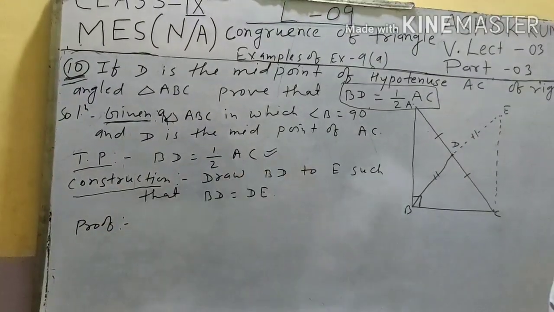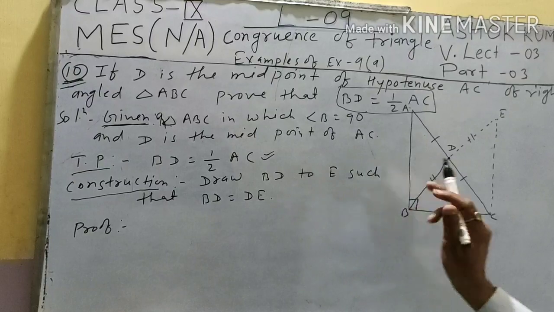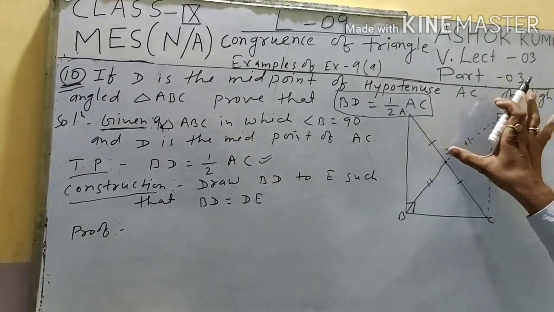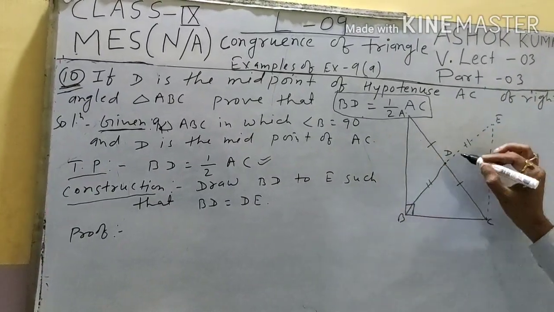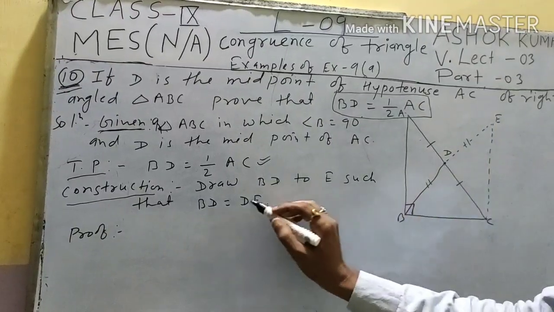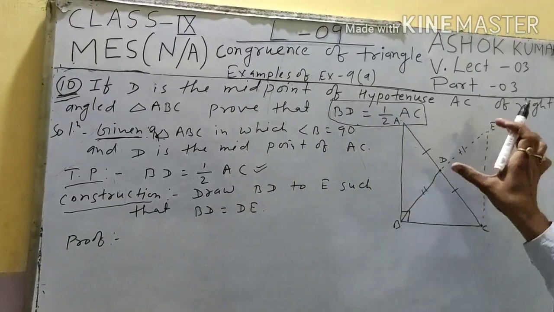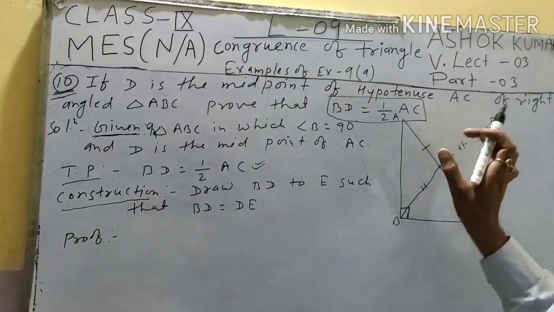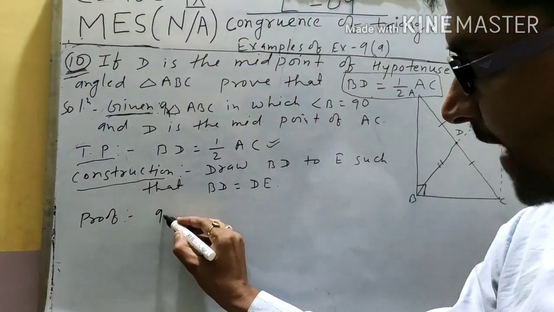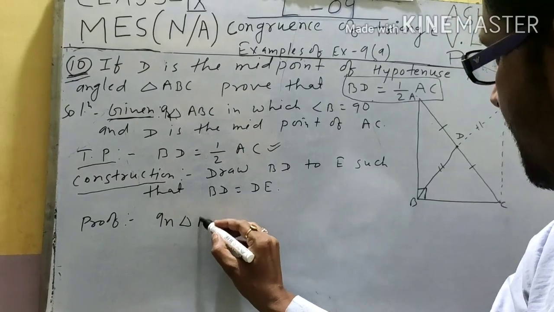Construction, the third point, is construction. Draw BD to E, such that DE is equal to BD. This is your construction, because construction is always in a dotted line. That means this side is equal to this side, by construction.